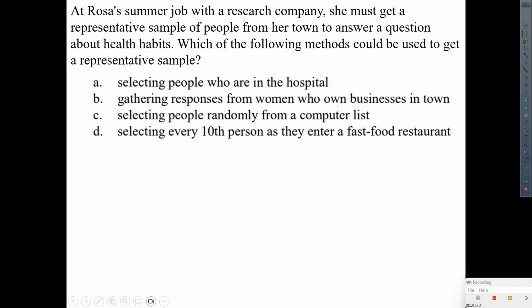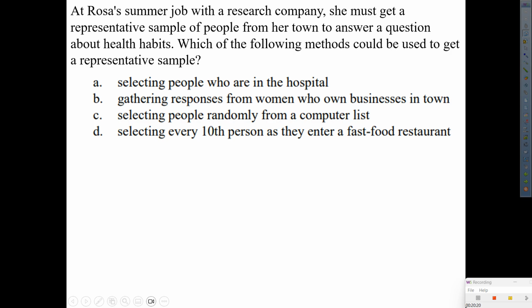This is number 3. It reads, at Rosa's summer job with a research company, she must get a representative sample of people from her own town to answer a question about health habits. Which of the following methods could be used to get a representative sample? So think about this. Let's say I send you guys out here to Imperial, and I want you to go get a sample, a survey about health. Where would you go? Think about it first.